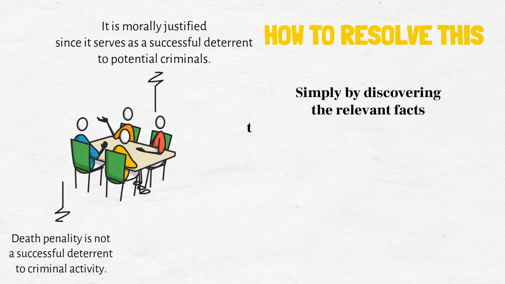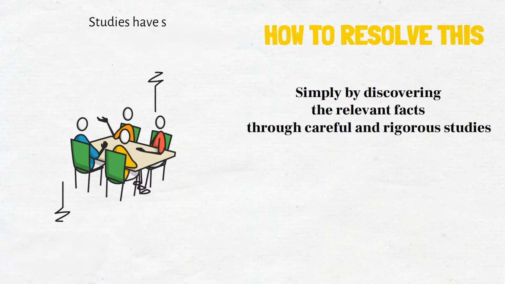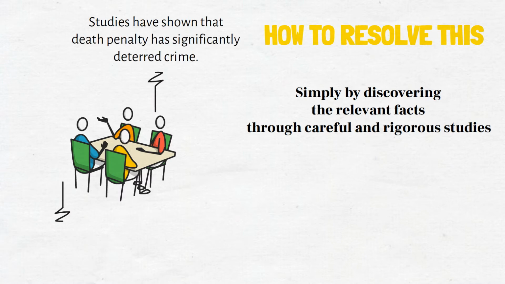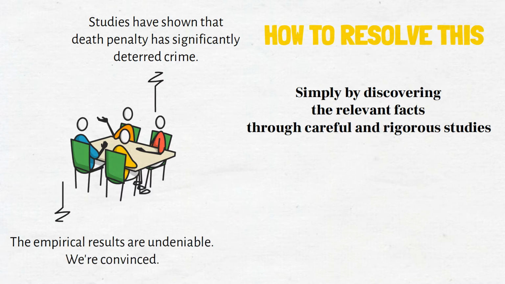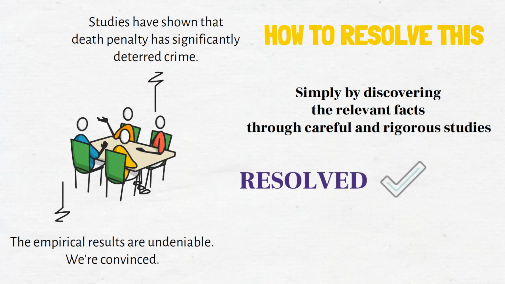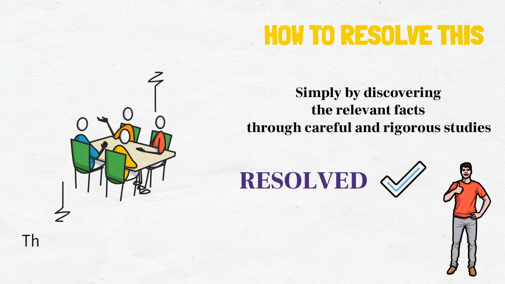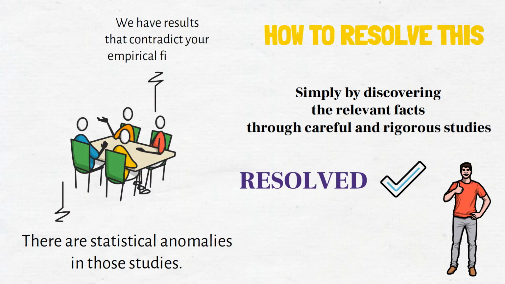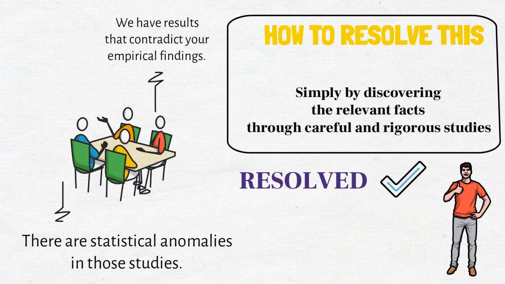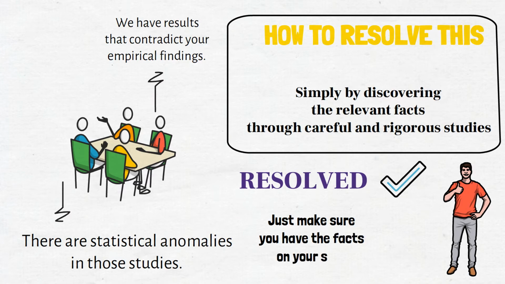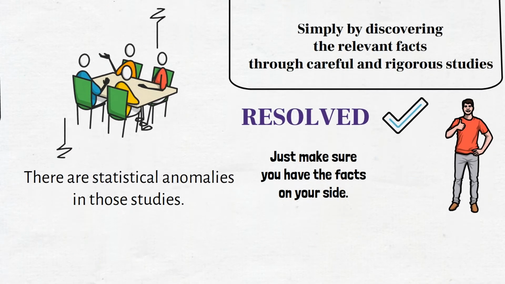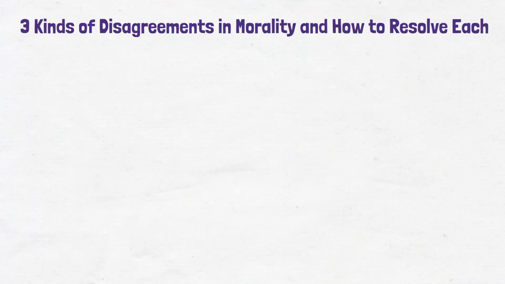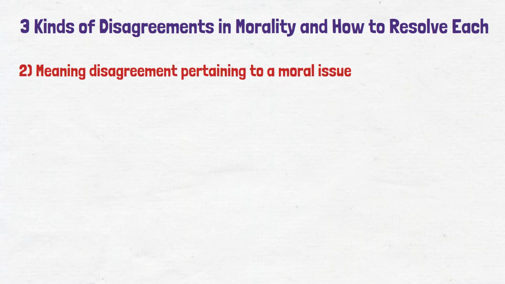So how do we resolve this kind of disagreement? It is simply by discovering the relevant facts through careful and rigorous studies. If both sides of the debate eventually agree that a certain fact holds, for instance, that death penalty has significantly deterred crime, the disagreement will then be resolved. Of course, one side of the debate may question the validity of the study from which the supposed fact is based, or they may both advance empirical results that contradict each side's empirical findings. But these complications do not imply that such disagreements are in principle unresolvable. In fact, since one only needs to find the necessary and genuine facts, this kind of disagreement is in principle capable of being resolved.